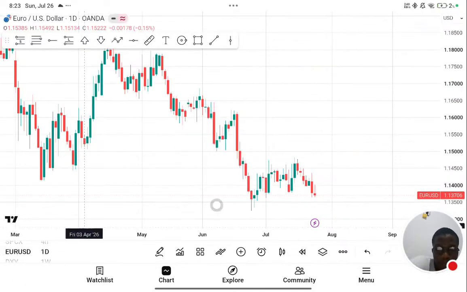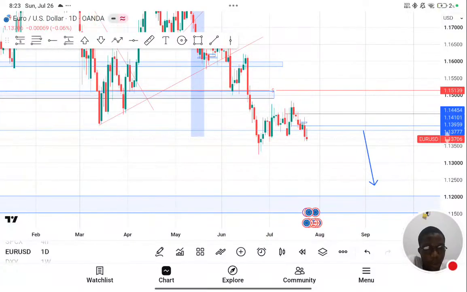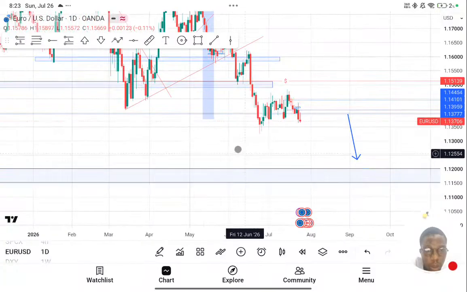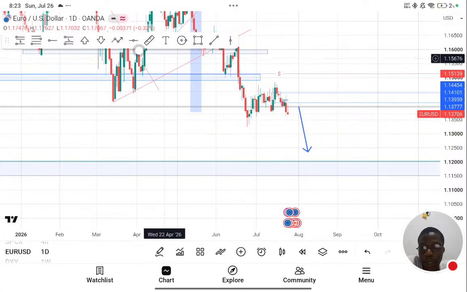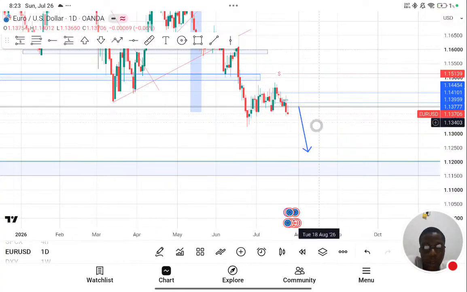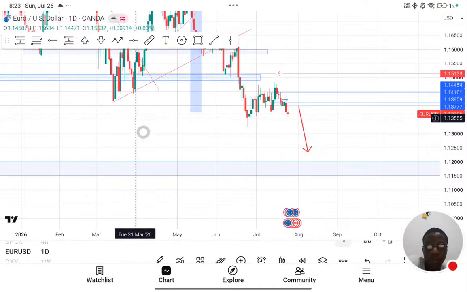Check Euro USD. It is bearish from where price is right now. All the way down. Euro USD looking bearish. So just a recap, we are done.